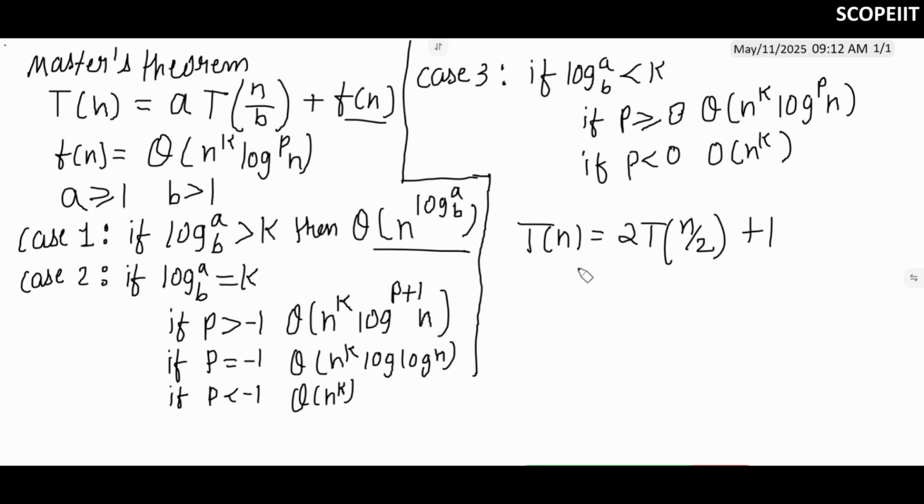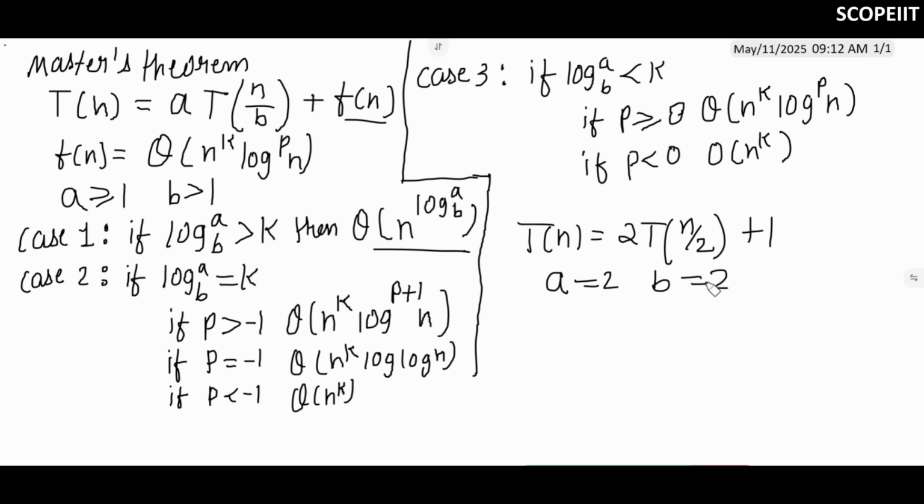Let us start solving it, so it will be clearer. First of all, we'll find the value of a. Compare this with this one. What is the value of a? Instead of a, here we have 2, so the value of a is 2. Now what's the value of b? b is the number that n is divided by. So in my case, what is my b? Here you can check, b is 2.